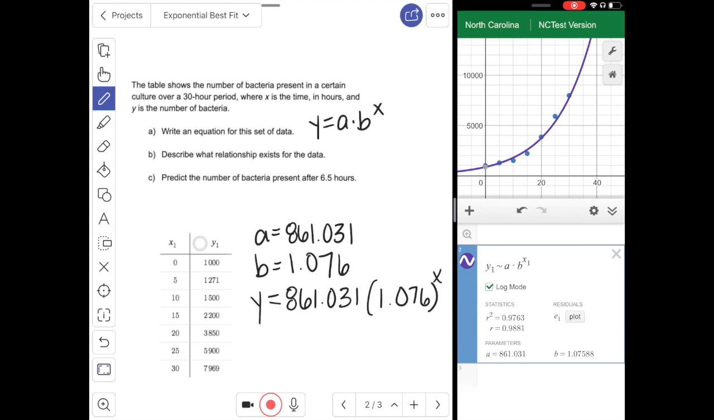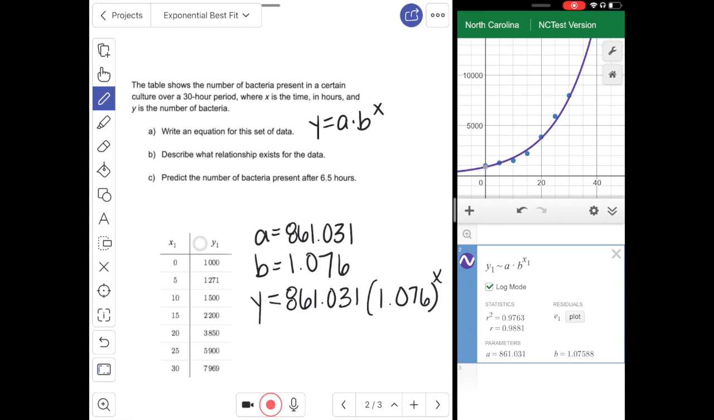The next part, in part B, it says describe what relationship. So the relationship we're going to talk about, is it positive or negative? Is it strong or weak? The correlation coefficient, that R value, can actually tell you that information, but you should be able to look at this and draw some conclusions based off of the scatter plot.